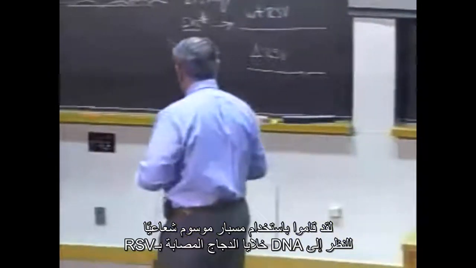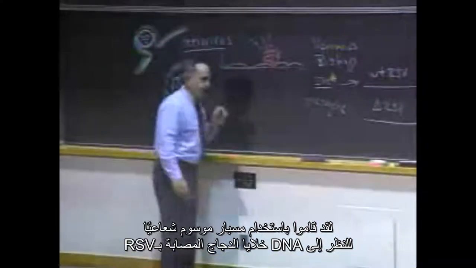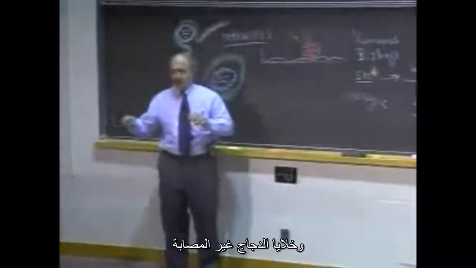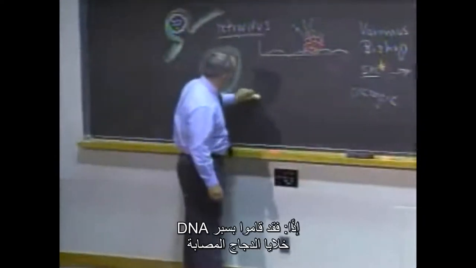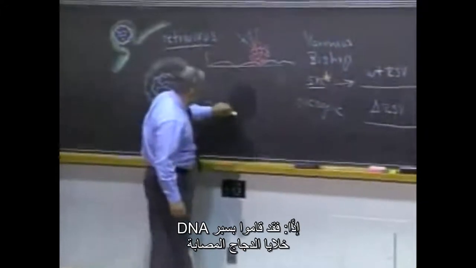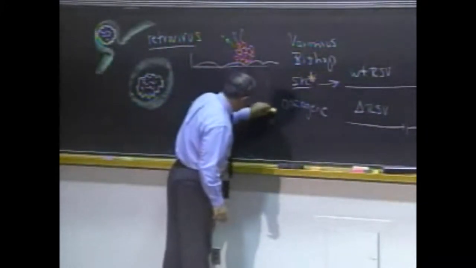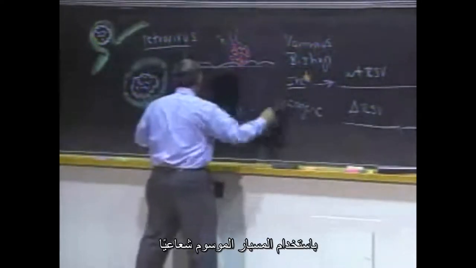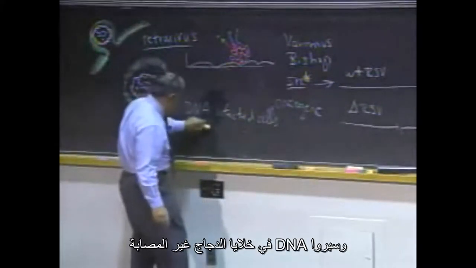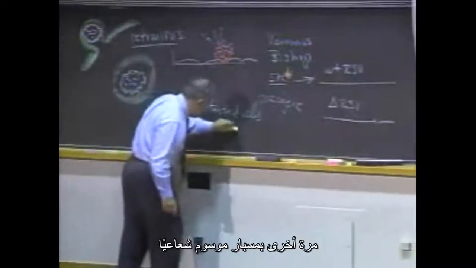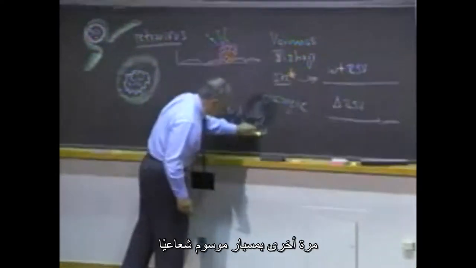They used this radiolabeled probe to look at the DNA of RSV-infected chicken cells and uninfected chicken cells. So they probed the DNA of the infected chicken cells with this radiolabeled probe, and they probed the DNA of uninfected chicken cells, once again with this radiolabeled probe. And what they expected to find was the following.